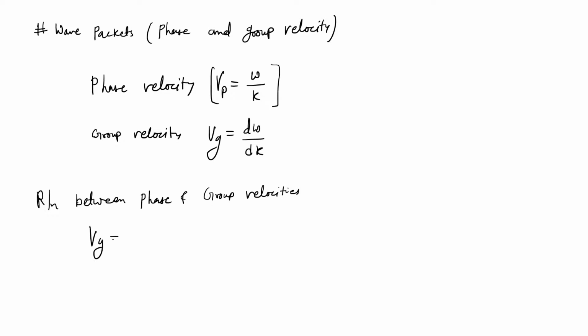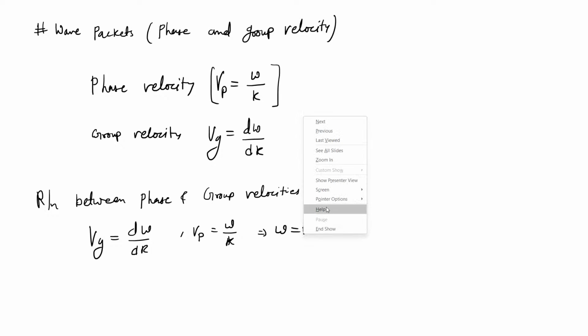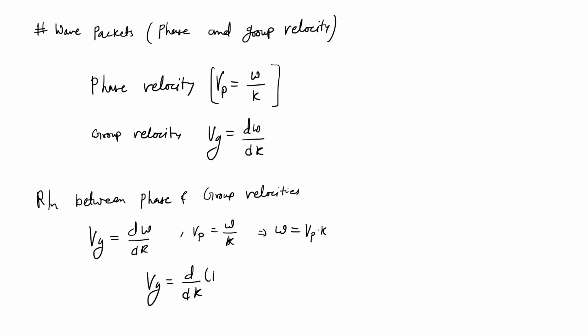So if I write Vg, which is d omega over dk, and Vp, which is omega by k. So if I simply write this omega as Vp into k, in that case Vg will become d over dk of Vp into k.